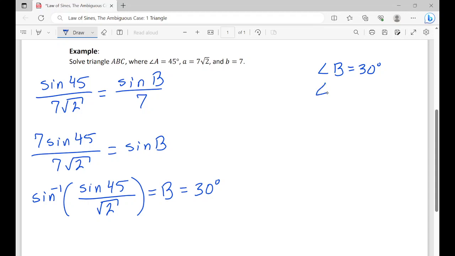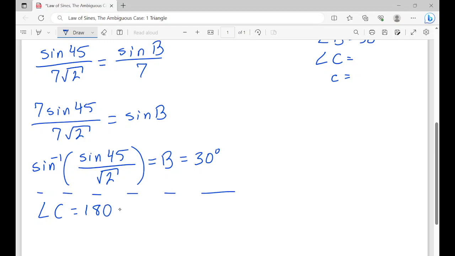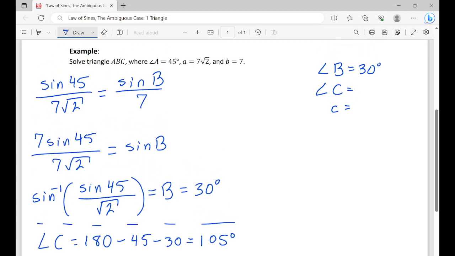Now, I still need to find angle C and side C to complete my triangle. So angle C is very easy. Just going to take 180 and I'm going to subtract 45, what A is, and subtract 30, what B is, and that's going to give me 105 degrees for angle C. So C is 105 degrees.